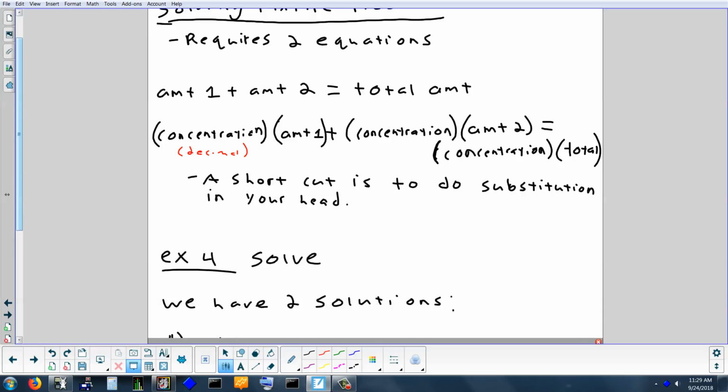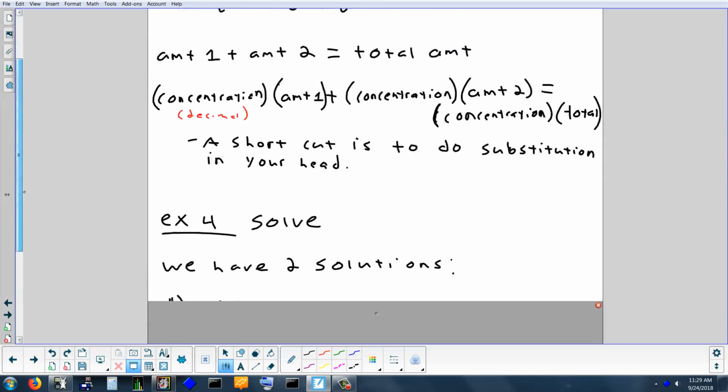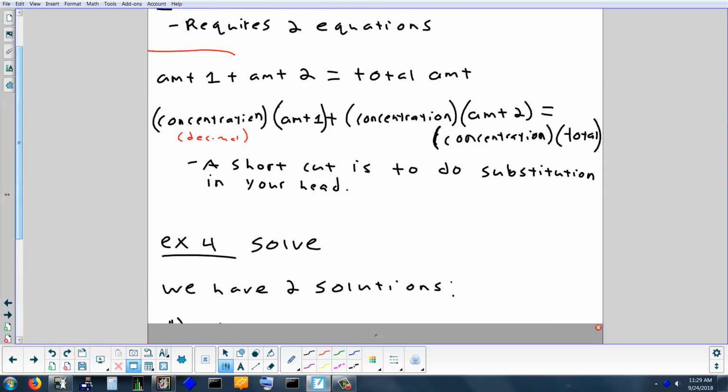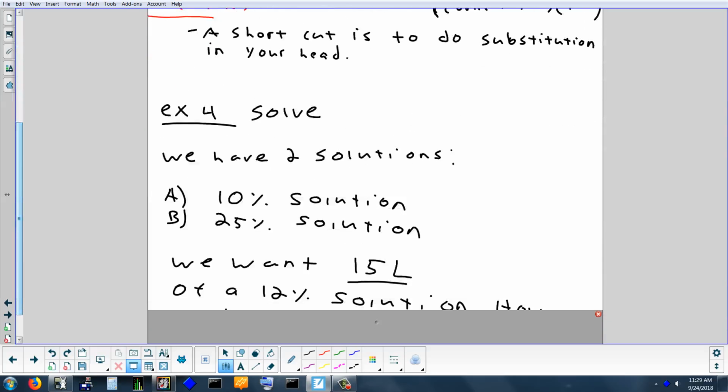Okay, so let's just set up our equations, and then we'll pause there. Does everyone have those two written down? Okay. So in our problem, we have two solutions: a 10% solution and then a 25% solution. Maybe that's like the strength of the cleaner.